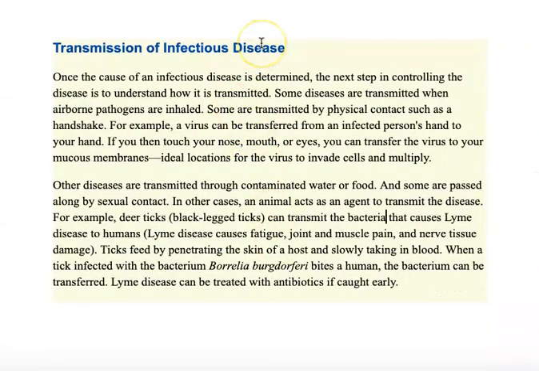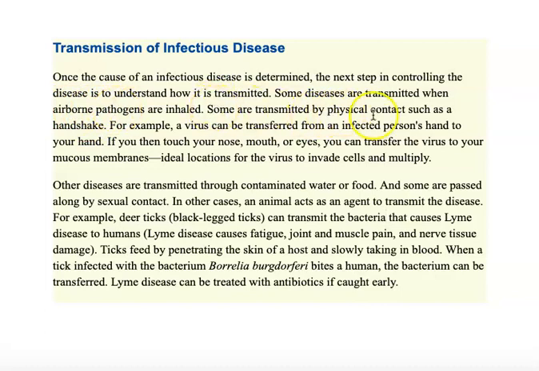Transmission of infectious disease. Once the cause of an infectious disease is determined, the next step in controlling the disease is to understand how it is transmitted. Some diseases are transmitted when airborne pathogens are inhaled. So pathogens or disease-causing organisms that are able to be transmitted through the air, those are airborne pathogens.